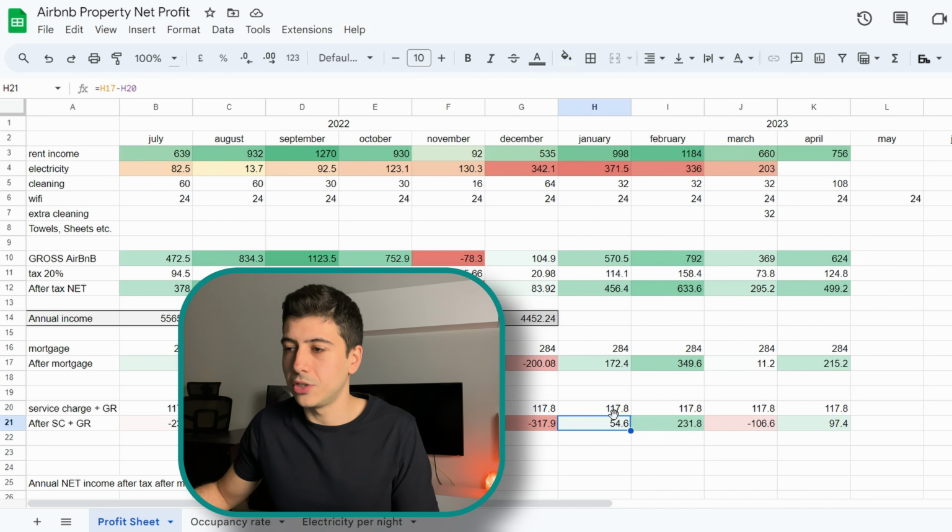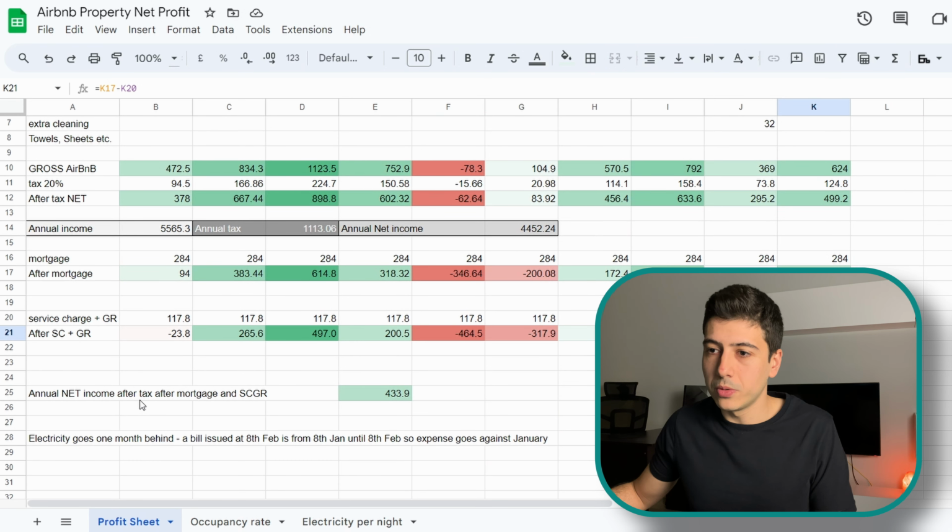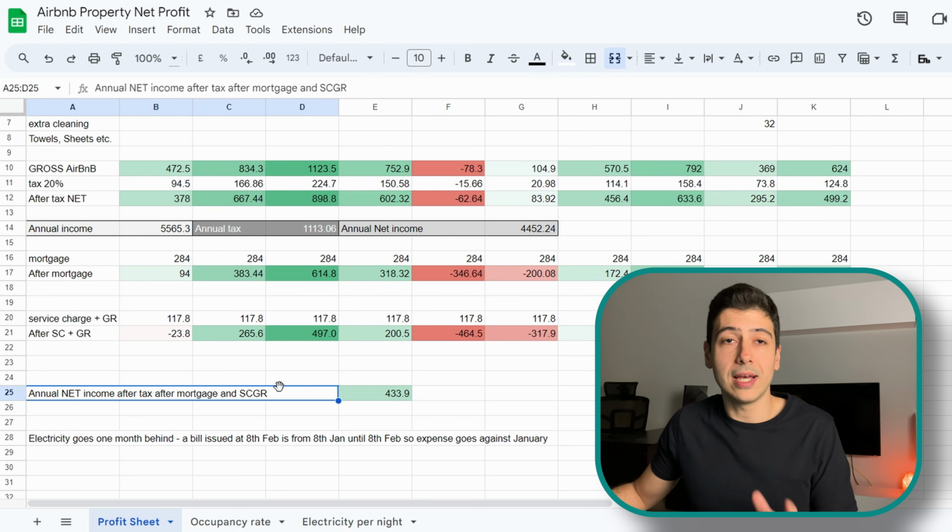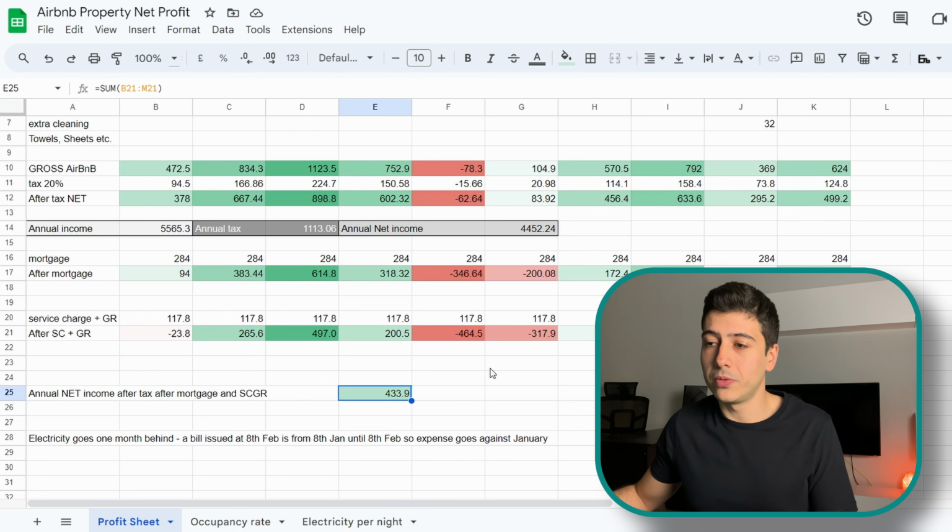January is just barely taking care of itself, which is still nice. So I'm taking £50 net and probably spending it on takeaway. Don't do that, bad idea. Overall, we have an annual net income after tax, mortgage, service charge, ground rent. So SCGR is service charge, ground rent, just an abbreviation. On an annual basis, we have £433.